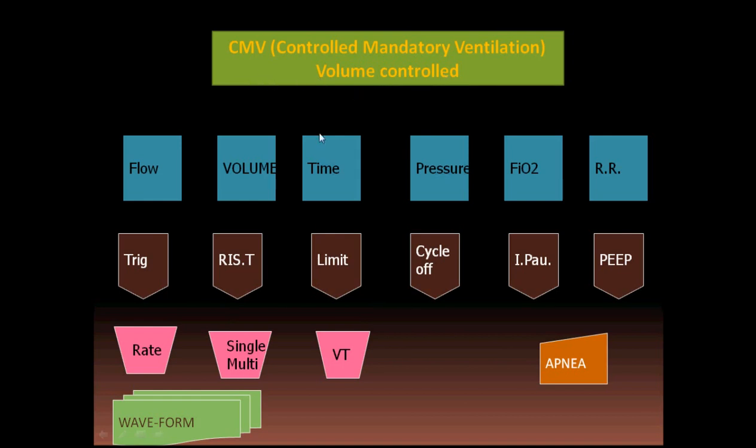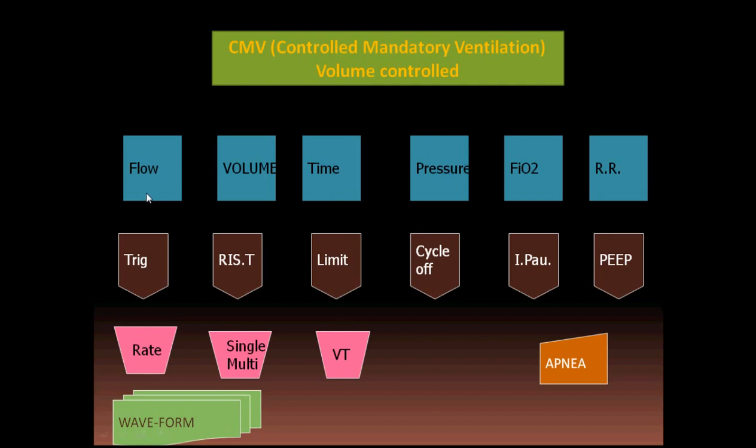Here, this controlled mandatory ventilation, this is volume controlled. What about the control variables we supply the ventilator with? In this mode of ventilation, which is controlled mandatory ventilation, volume controlled, we set mainly the volume, and we set either the flow or the time. If we tell the ventilator, please, you should deliver 500 ml to the patient, in what time? In 0.5 seconds. This means the flow will be like that.